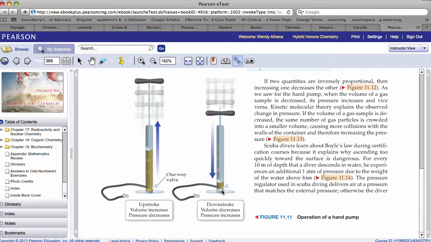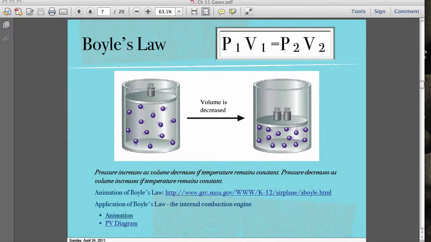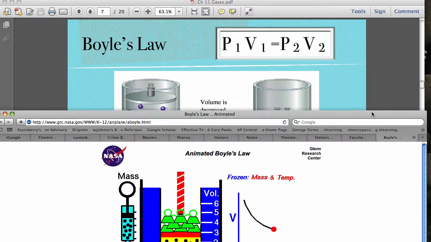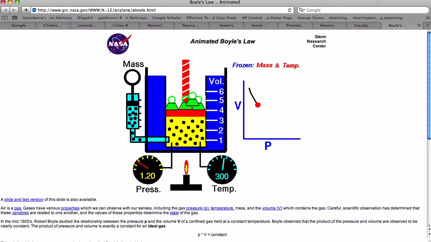Or alternatively, on the first activity that you did, where you put the masses on the syringe, you found that the more mass you put on it, the smaller the volume in the syringe. This is the same idea of Boyle's law. Boyle's law says that pressure and volume are indirectly related. Here's an image of what you did yesterday. You put masses on top of a syringe. See these green masses? If we put more and more mass on it, the volume goes down.